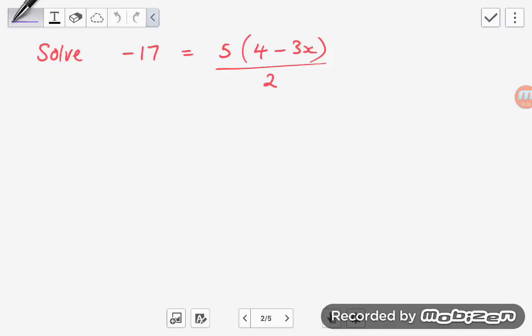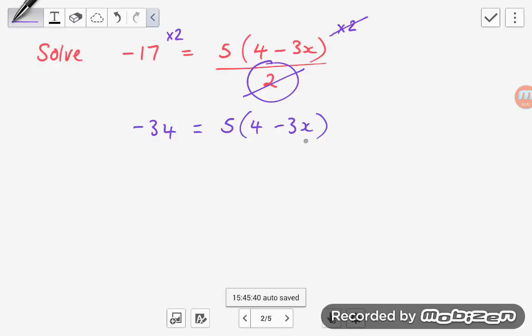Right, in this second question, the obvious problem is that denominator. That 2 is underneath, so it's a denominator. So what we need to do is multiply both sides by 2. Now the reason we do that is that that denominator will cancel with that numerator. So that becomes minus 34 on the left equals 5 lots of 4 minus 3x. Now that we've got rid of that denominator, let's expand this bracket. So 20 minus 15x equals minus 34.